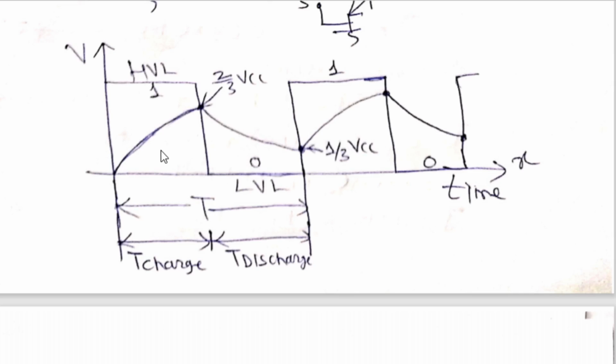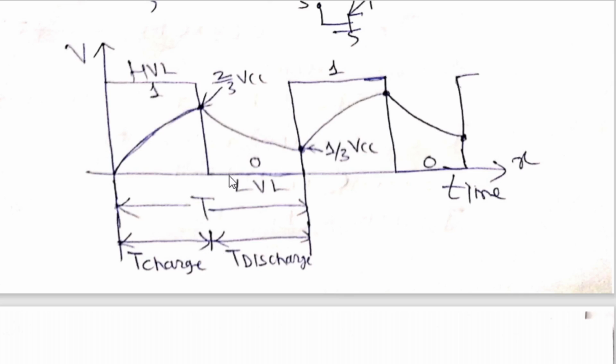So the time required for charging the capacitor from 0 to 2/3 VCC is called T charge. And that T charge is entirely decided by you, because the capacitor is external, it charges through RA and RB. You can decide the value of RA, RB and C, and this T charge will be there. So HVL remains as long as the capacitor charges from 0 to 2/3 VCC. So this is the T charge.